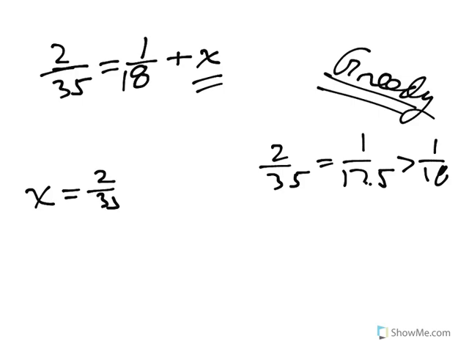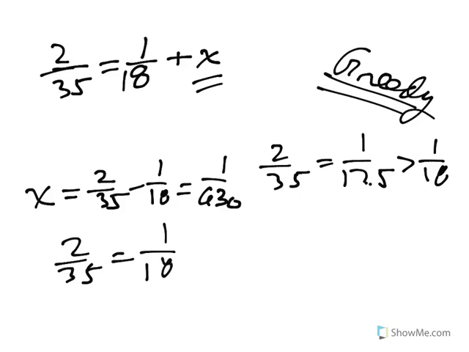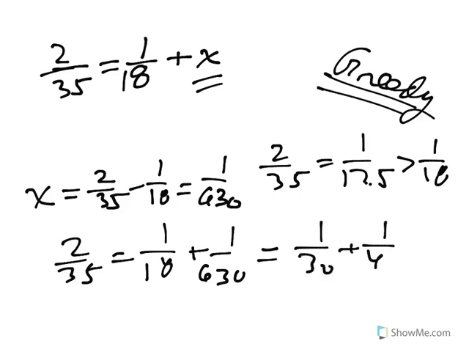Well, I do a little algebra. 2/35 minus 1/18. And when I do common denominators on that, it gets kind of ugly, but it does become 1/630. So 2/35 could be 1/18 plus 1/630, although that is not the best, because it's also equal to 1/30 plus 1/42.